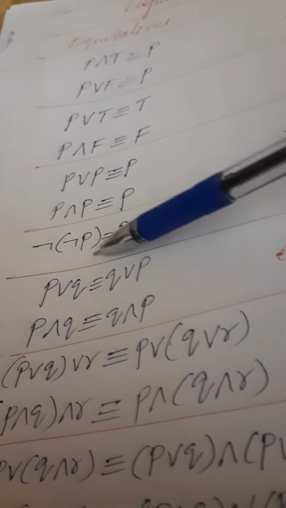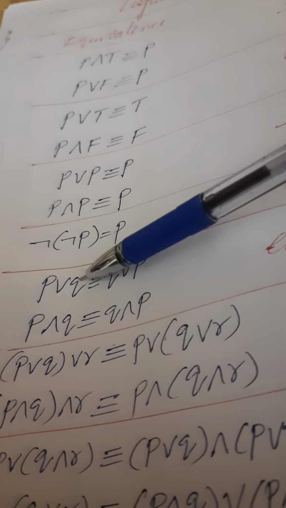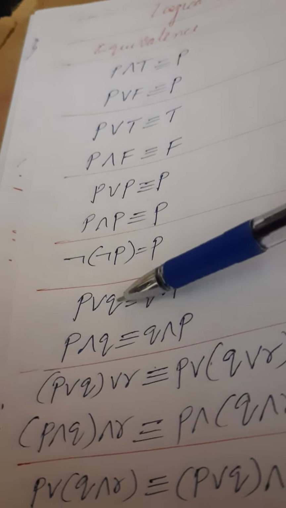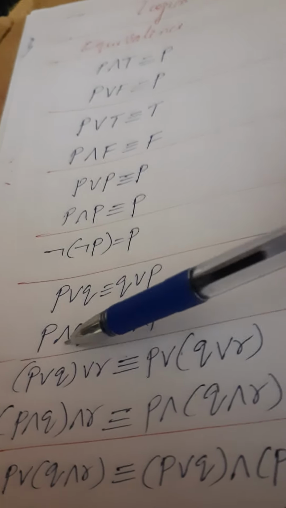Okay, next these are commutative laws. Commutative laws we already know, right? A plus B is equal to B plus A, like that. P or Q is equal to Q or P. P intersection Q is equal to Q intersection P.